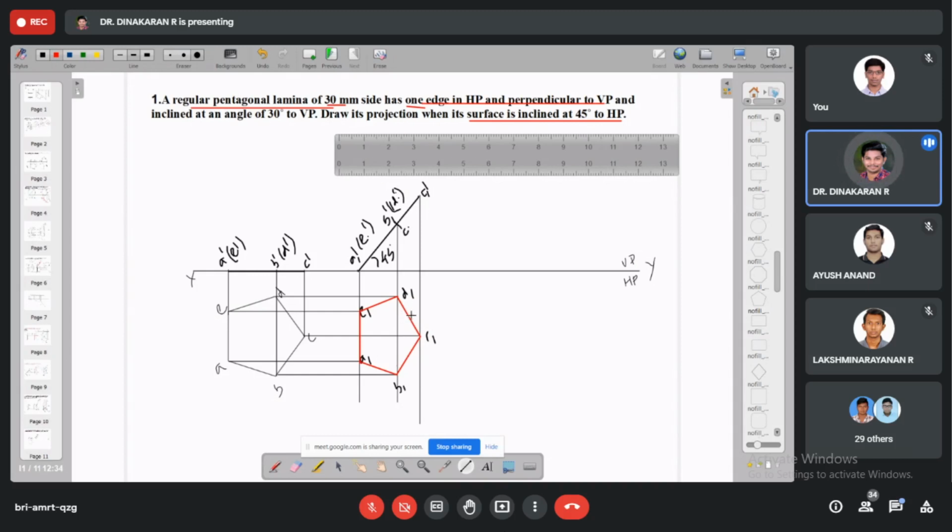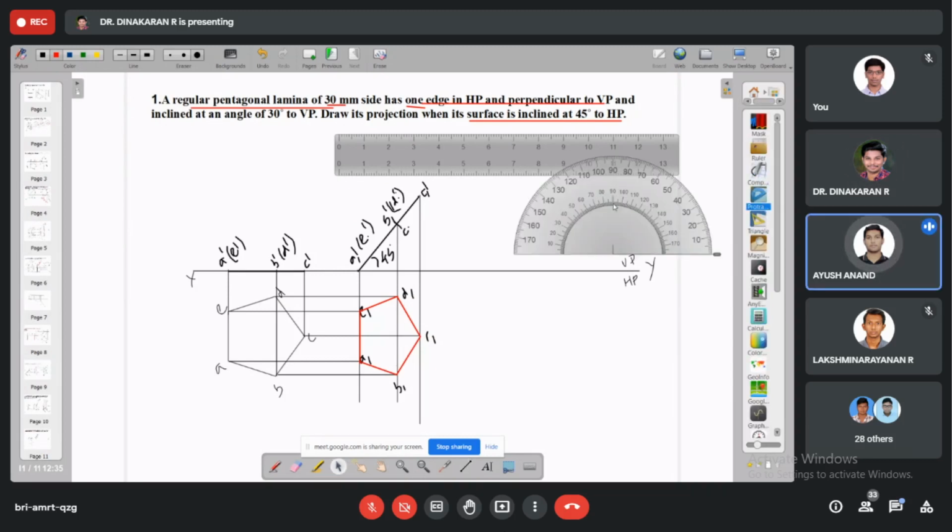How much angle is given? How much angle inclination? Inclined to HP or inclined to VP? Sir, in the question it was said angle of 30 degree to VP, but you drew 45 degree. Another one, surface inclination.